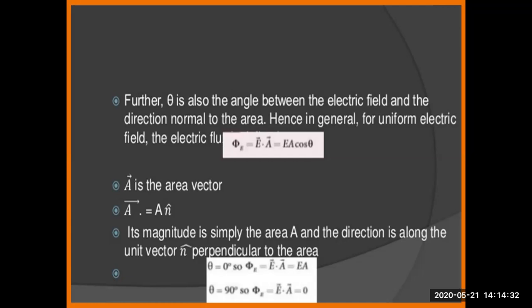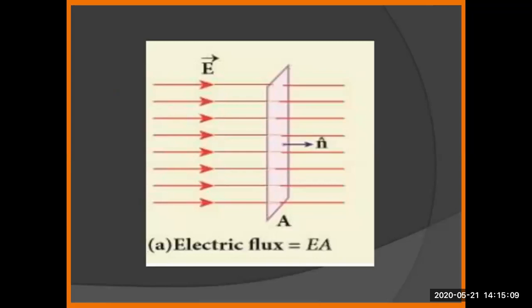When theta is 0, cos 0 is always 1. But when theta is 90, cos 90 is 0. That's why it is 0. So this is all about the angles. When you are putting the area perpendicular to the field, the flux is maximum, and when you are putting it parallel, it is 0. So you will get the maximum and the minimum value depending upon theta.